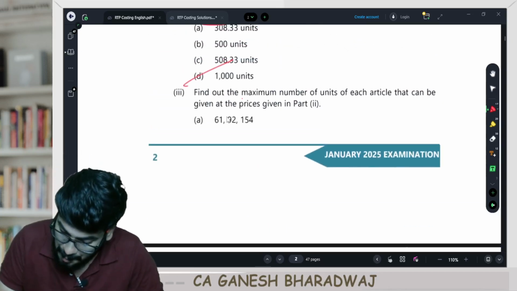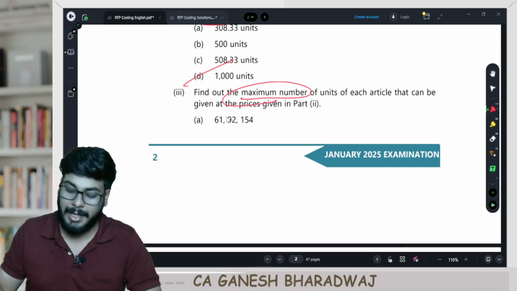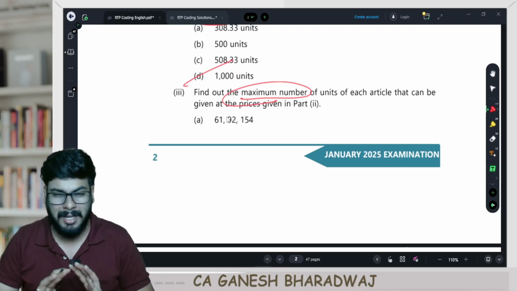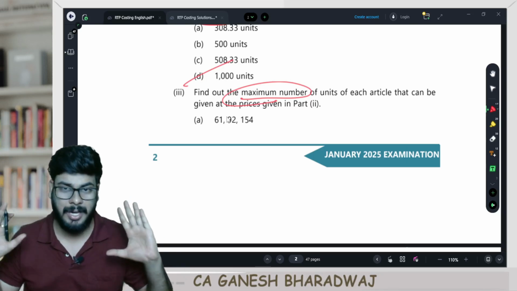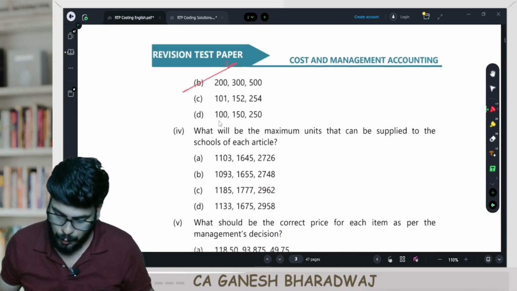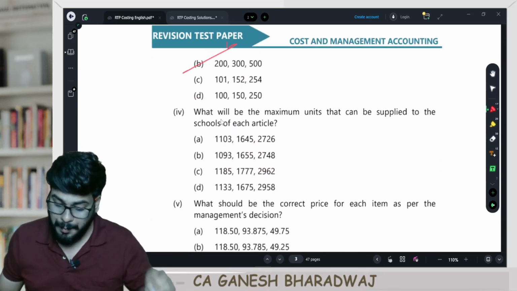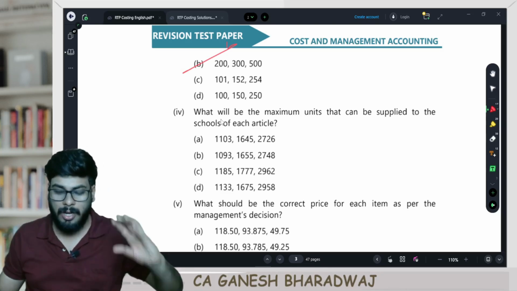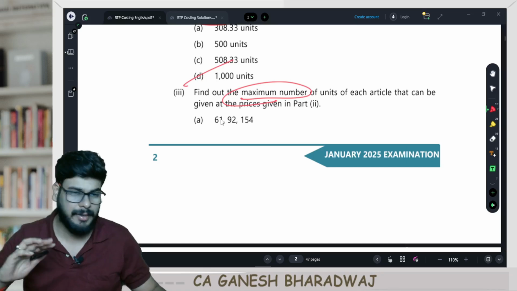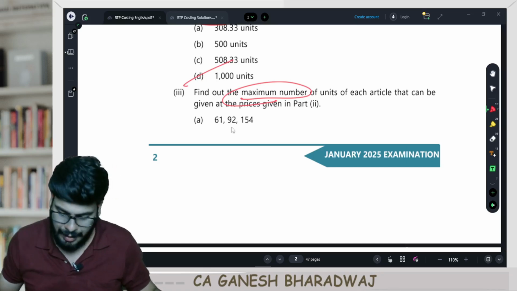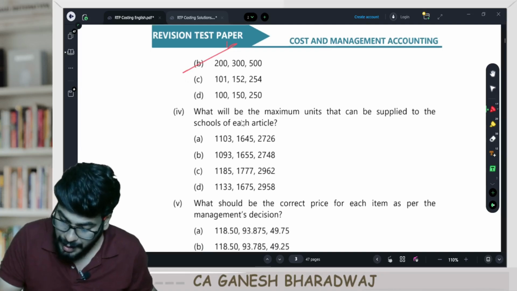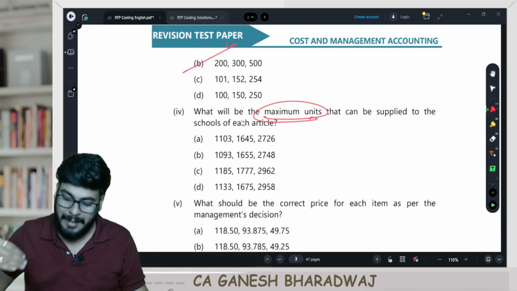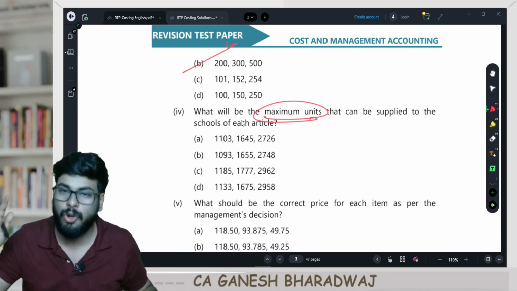Find out the maximum number of units of each article that can be given at the price given in part 2. It's an extension basically of the second part. Are you clear with this, guys? Very, very simple and straightforward here. Fine. The next one. What will be the maximum units that can be supplied to the schools of each article? Now, forget the selling price and all these things. Now, what will be the maximum units that I can sell? What can be the maximum units that can be supplied to the school of each article?